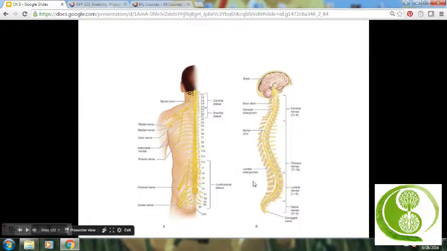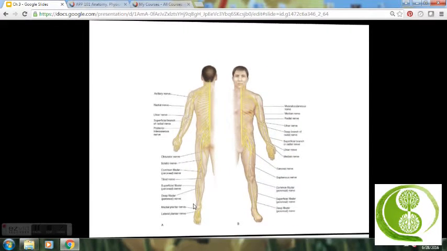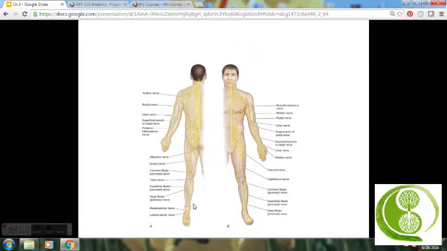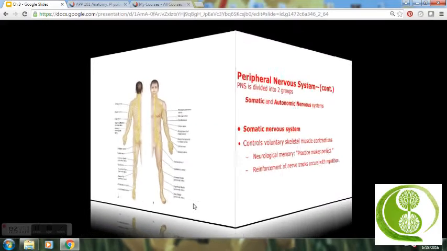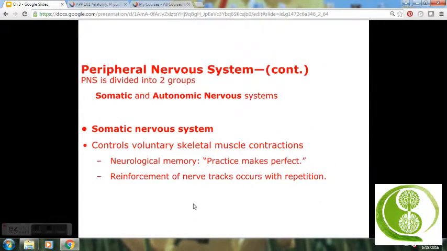So again, this is central nervous system, this is peripheral nervous system. So the peripheral nervous system is divided into 2 groups, somatic and autonomic nervous systems. So the somatic nervous system is the one we'll talk about first. It controls the voluntary skeletal muscle contractions.